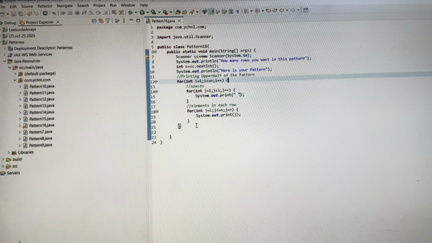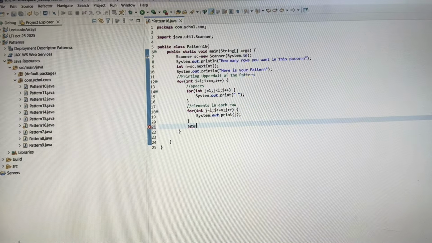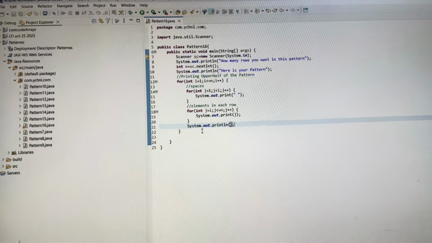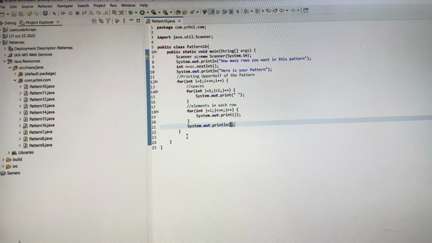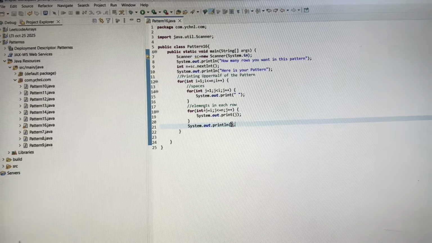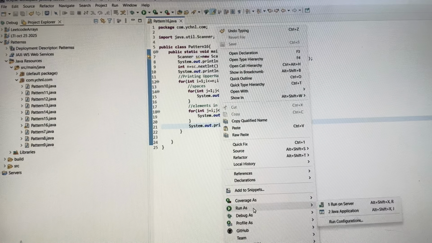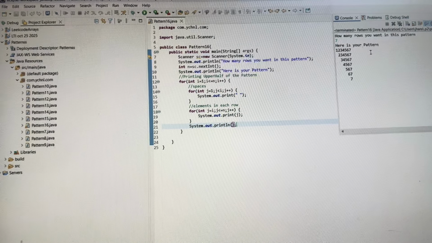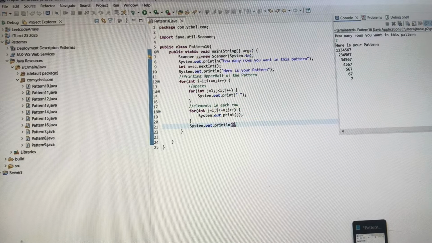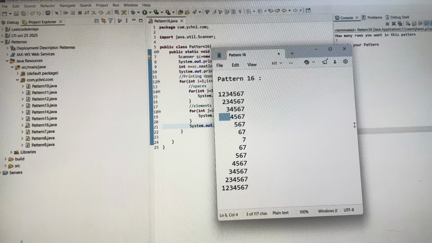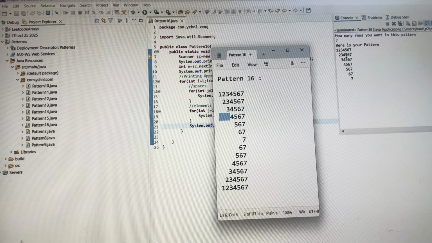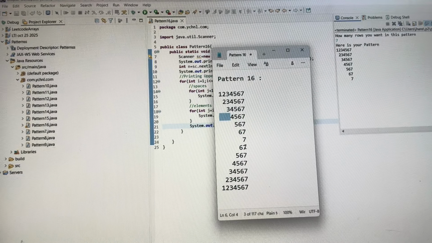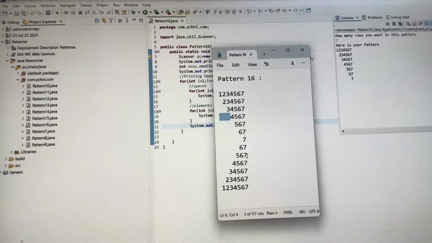After this for loop, we have to move to another line, right? After printing the elements. So that's why I'm writing this. Now we will see how the upper pattern comes out. Next, run the Java application. I'm entering the number 7. See, we got the upper pattern, right? 1 2 3 4 5 6 7, 2 3 4 5 6 7, 3 4 5 6 7, 4 5 6 7, 5 6 7, 6 7, 7. So the upper half of the pattern is completed.